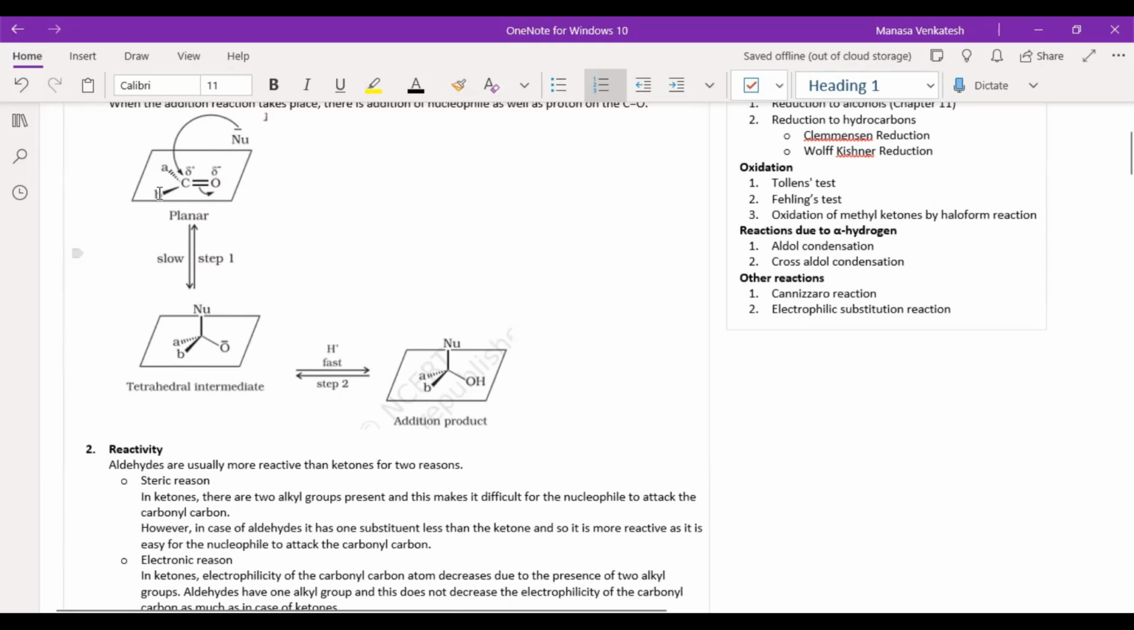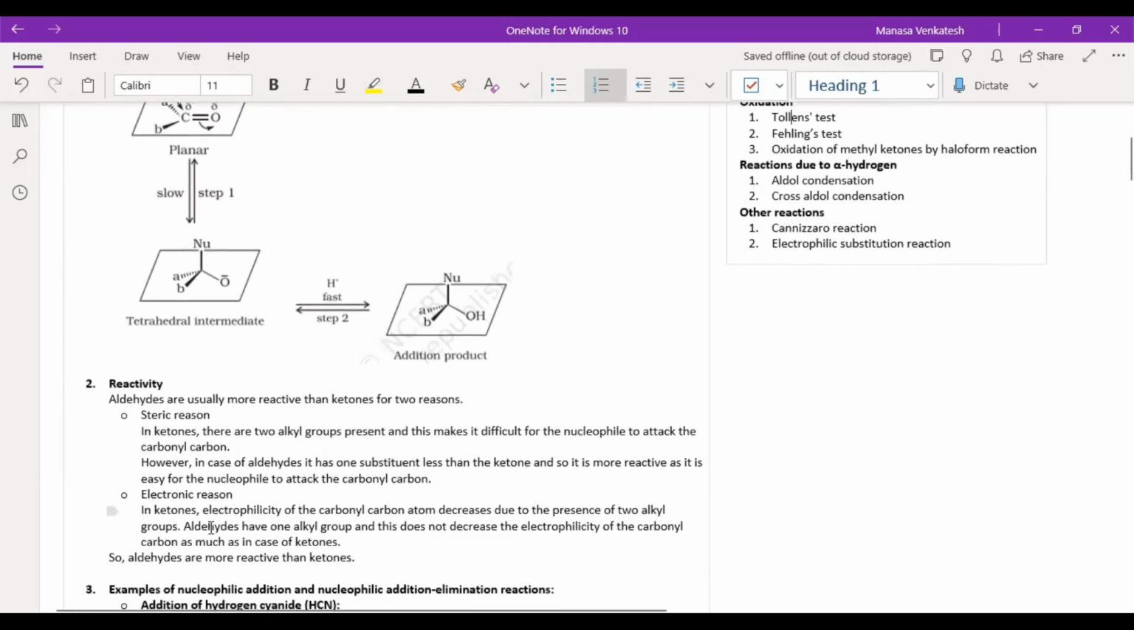However, if one of them was a hydrogen atom, it's smaller compared to an alkyl group, obviously, then that decreases the steric hindrance to a great extent compared to that of ketones. And so it's easier for the nucleophile to attack when it's an aldehyde than when it is a ketone. The next is going to be electronic reasons.